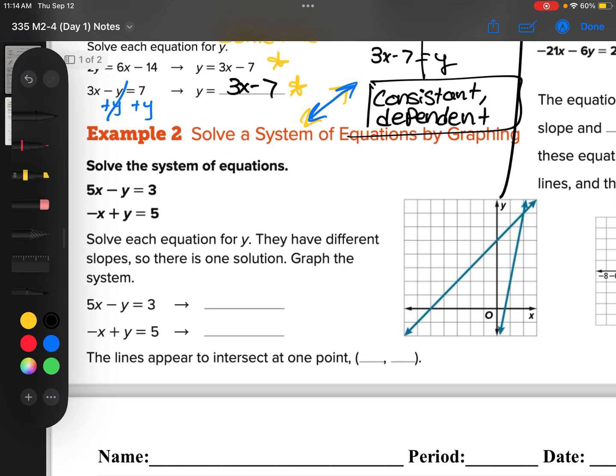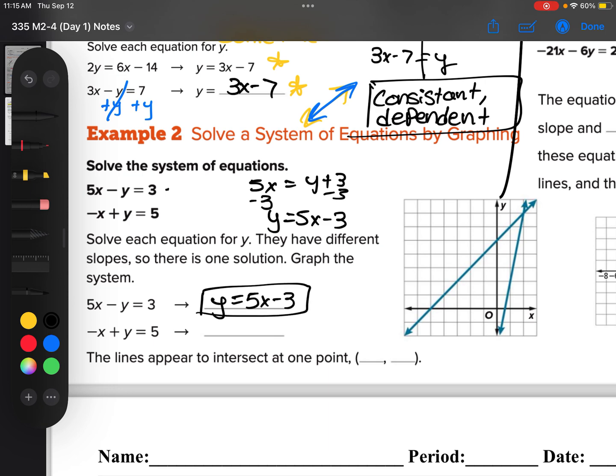Okay, so example 2, solve a system of equations by graphing. So this requires you know how to graph points. What I would recommend doing is you can graph them in y equals mx plus b, or you can graph them using the intercepts. I'm going to go ahead and do y equals mx plus b, so that way we can see what their slopes are. So this one, if you solve for y, let's go ahead and add y to the other side. So you get 5x equals y plus 3. Minus 3, so you're going to get y equals 5x minus 3. That would be your equation for that line.